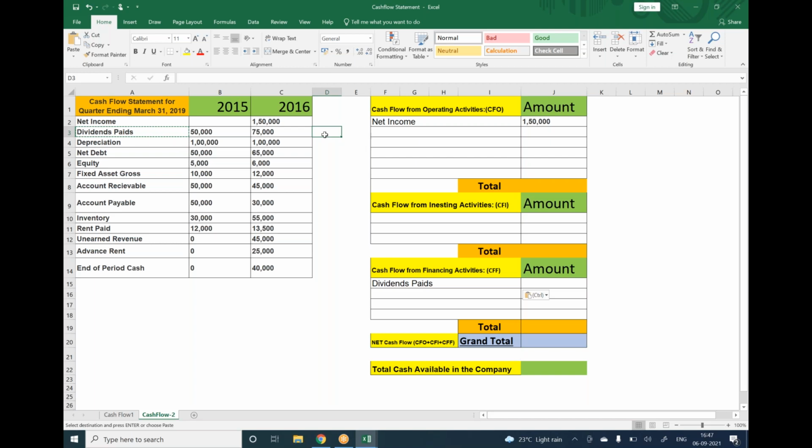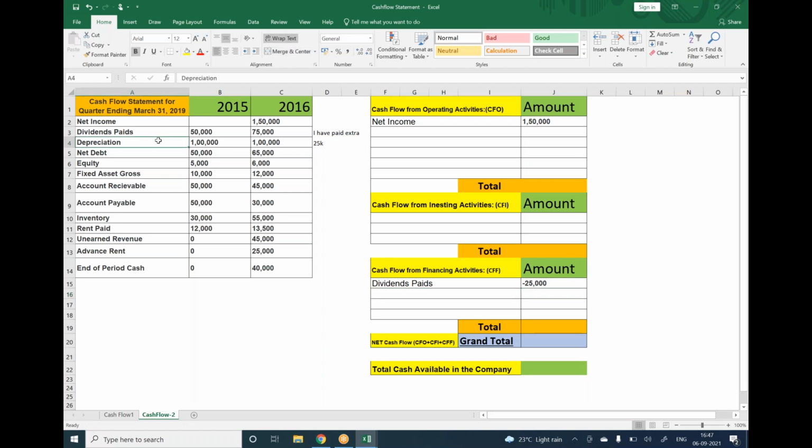So dividends paid is actually a balance sheet item. Last year was 50. This year my amount has gone to 75. So that means I have paid extra 25,000 from my pocket. So that means it's gone out of the pocket, right? So it'll be minus 25. Hope all of you understood this.